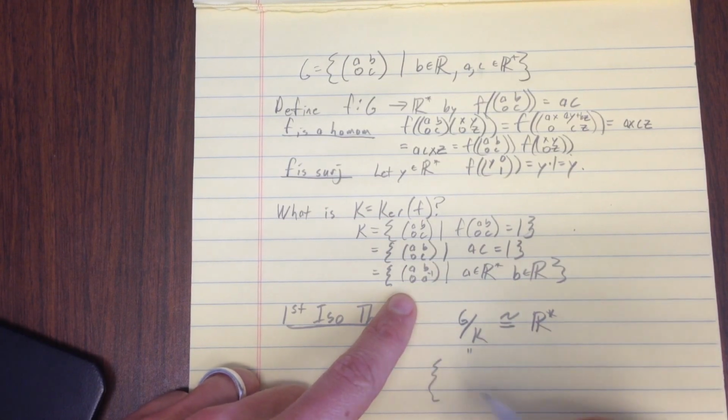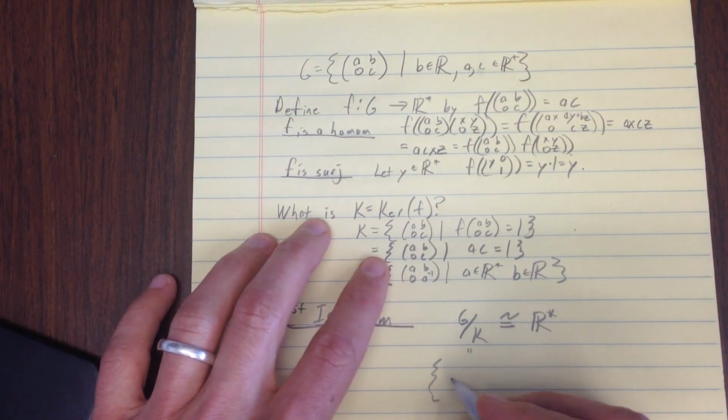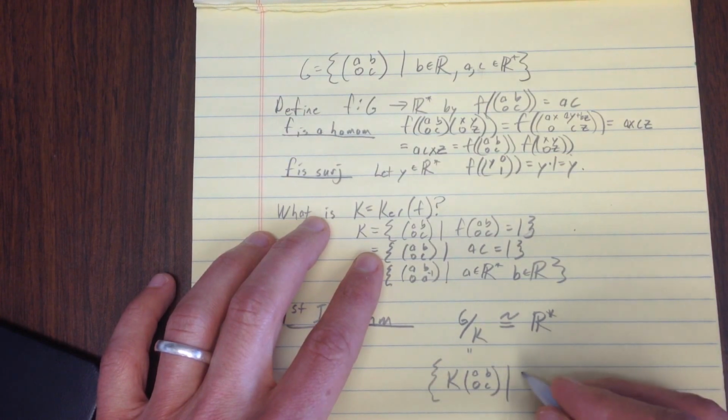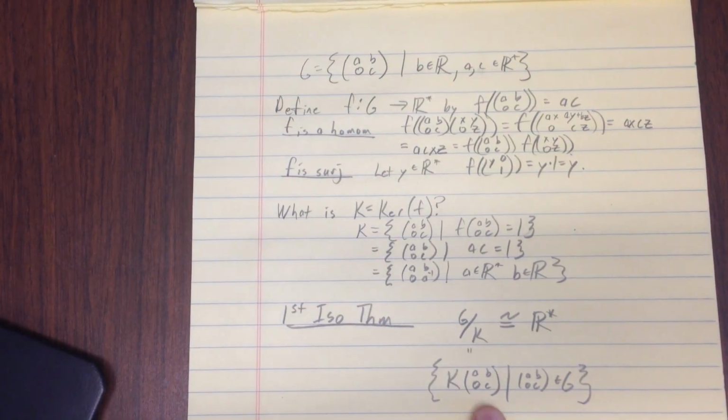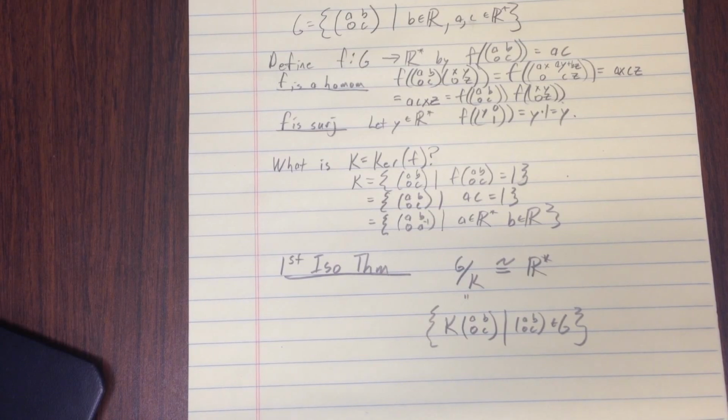So let's think about the set of right cosets. Every matrix that looks like K, adjoined by some entry [A, B; 0, C] in G. You might say, I've got no idea what that set is. Well, the first isomorphism theorem tells you this might look all well and good, but this essentially boils down to R star.